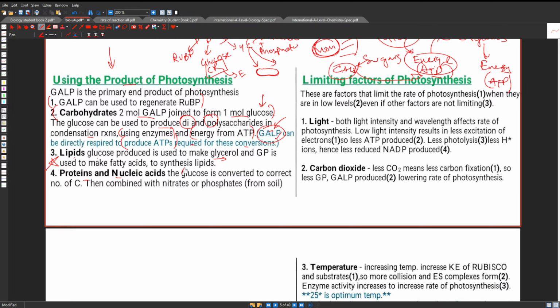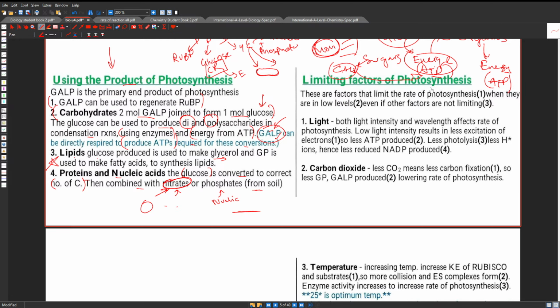Proteins and nucleic acids: the glucose is converted to the correct number of C and then combined with the nitrates and phosphates from the soil. So phosphates is obviously for the nucleic acids because you have the phosphate bridge, I think it's called. And the nitrates are obviously for the nitrogen, the amine group, NH3. I forgot how to draw a protein, but the amine group is where the nitrogen is located. So that's how you know it's going to be used to make an amino acid for protein. And both of these come from soil.